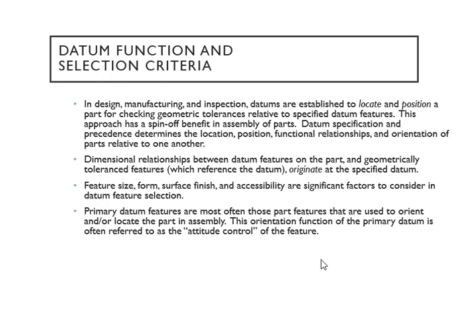Orientation function of your primary datum, we call it attitude control of the feature. Why? Because it is like a control of the entire feature, because you need them to locate the part in the assembly. Otherwise, you can't be able to find these parts in the assembly.